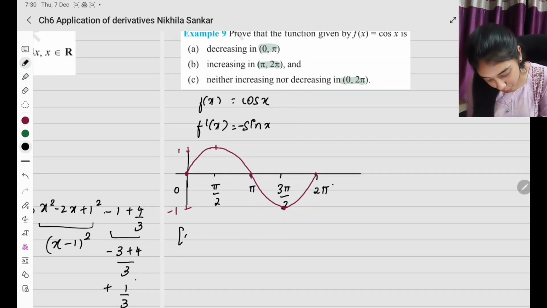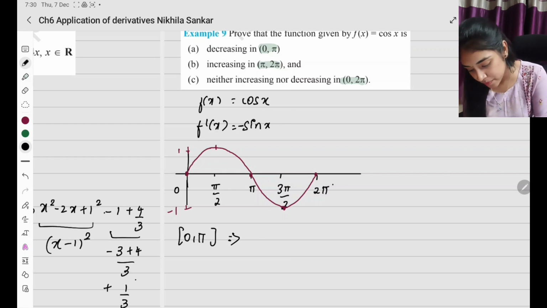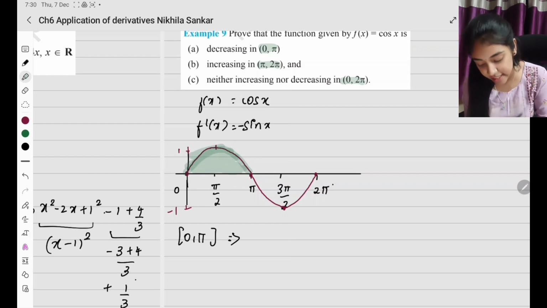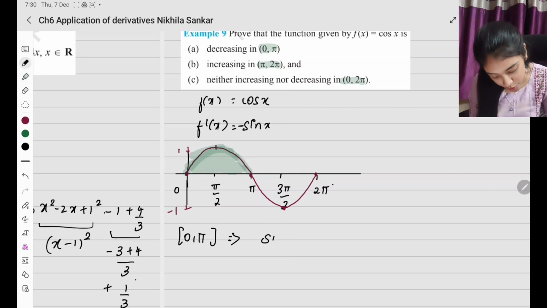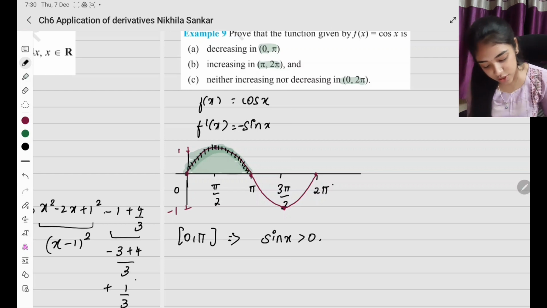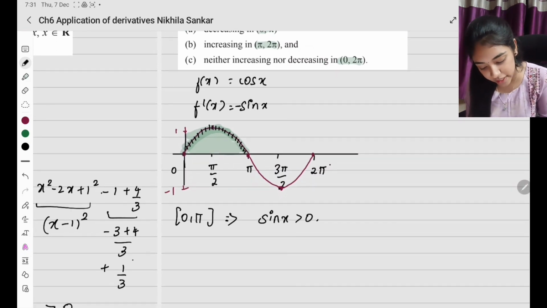So from 0 to pi, so 0 to pi interval, how does my sine function look? I see that the sine function value is in the upper half. So it is over here, correct? It is in the upper half, which means sin x is going to be positive. So I have sin x is greater than 0. Values that are in between 0 and pi, all these values are going to be positive, correct?